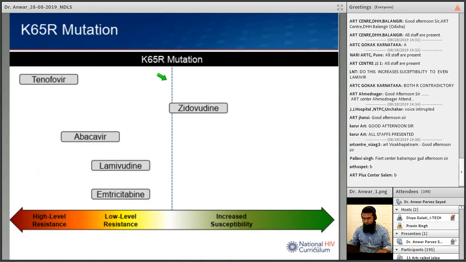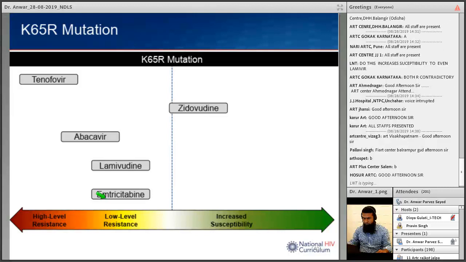Again, if you look at this picture, in presence of K65R, tenofovir is most resistant. Abacavir, again, there is a pathway which abacavir follows, which is similar to tenofovir. That is, in presence of K65R, abacavir may also not work. Lamivudine and emtricitabine will not work because of our earlier thing, that is M184V.